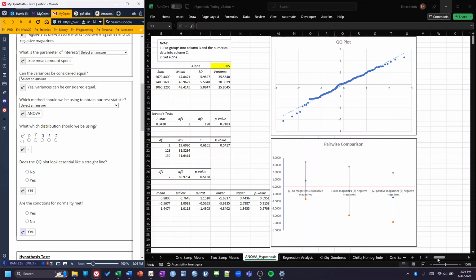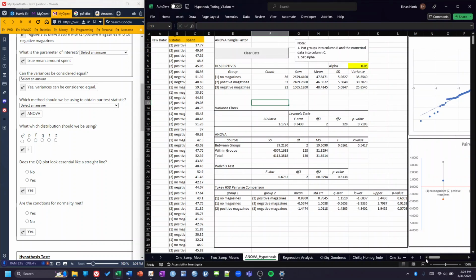Now, unlike doing one sample or two sample hypothesis testing, there we had the central limit theorem to bail us out.